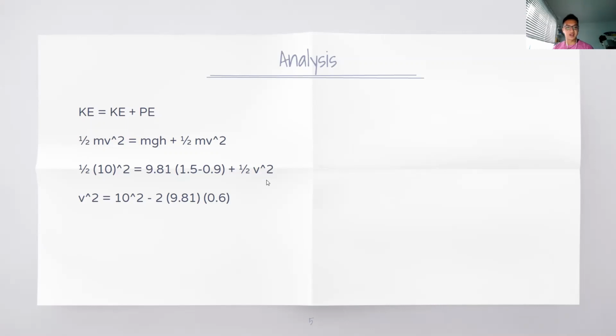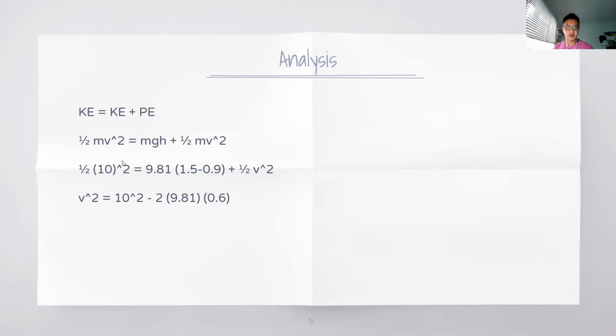So just plugging in our certain values of 10 meters per second for our initial velocity, and then 9.81 for gravity. And then for our height, for our potential energy, we actually have to find the difference of the two heights that we were given since we set our datum line at 0.9 meters. So the actual height would be 0.6 meters, and then we're solving for v squared.